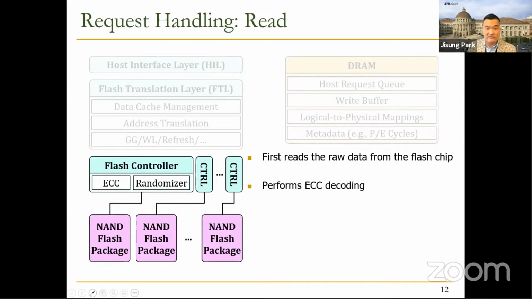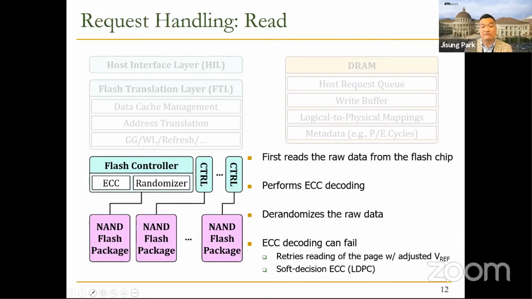The flash controller first performs ECC decoding using the ECC parity and de-randomizes the decoded data to get the original raw data. And in fact, ECC decoding can frequently fail due to a large number of errors in the read data. And usually the SSD then retries reading the page with an adjusted reference voltage, which is called a read retry. And if even read retry cannot reduce the number of raw bit errors, the SSD may perform soft decision ECC like LDPC, which is a more powerful ECC with probabilistic approaches.